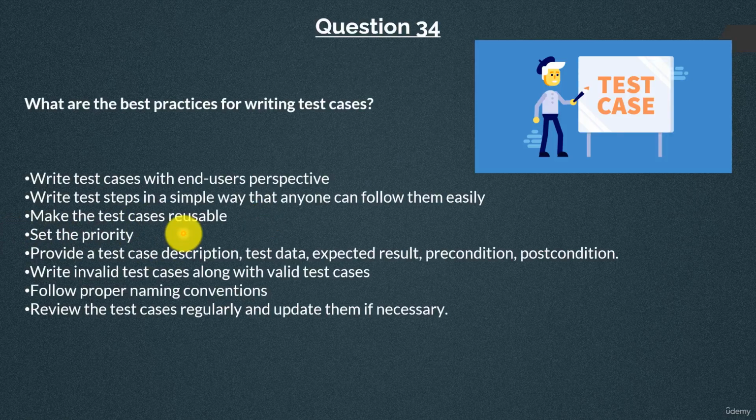I should also set a priority for each test case so that when we execute the test cases, we begin by executing the high priority test cases first, then the low priority test cases. In the test case document, I should provide a description, test data, expected result, preconditions, and the postconditions of each test case. I should also write invalid test cases. I shouldn't only write valid test cases, which the user is going to do. No, I also should think about invalid test cases, okay, the negative scenarios like we explained earlier.